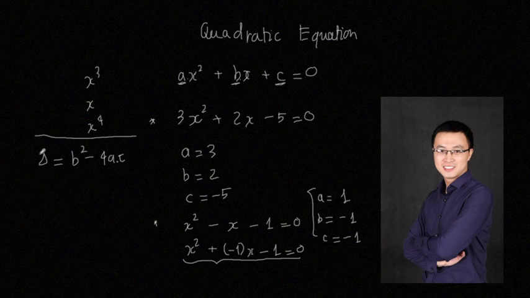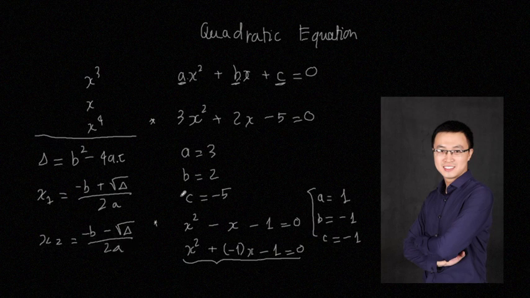After you find the value of delta, you put it in the formula. x1 will be equal to negative b plus the square root of delta, divided by 2a. And the second one is negative b minus the square root of delta, divided by 2a. And here is the formula. Maybe you can stop the video here and write down this formula of quadratics, and then we will apply it to some examples.